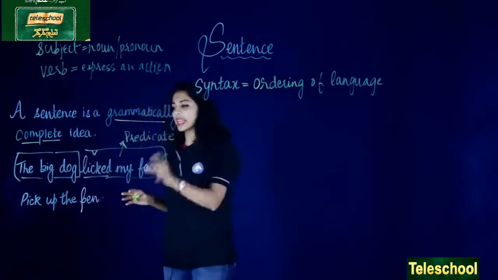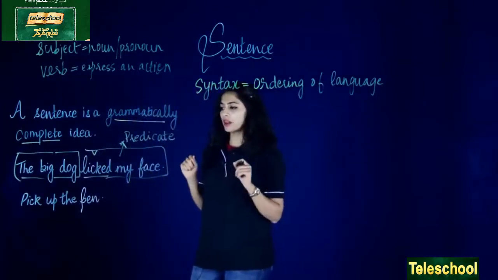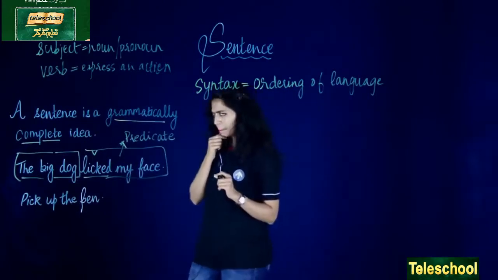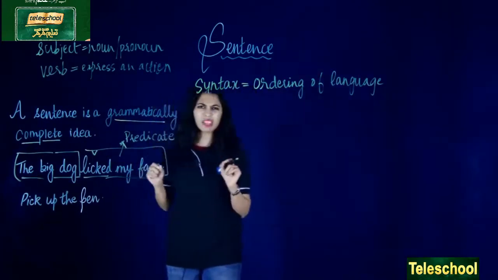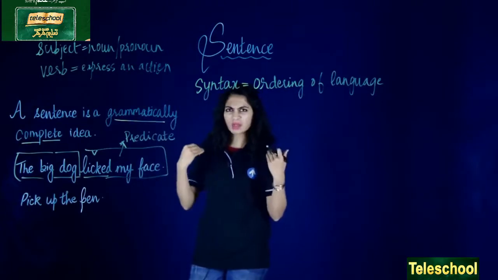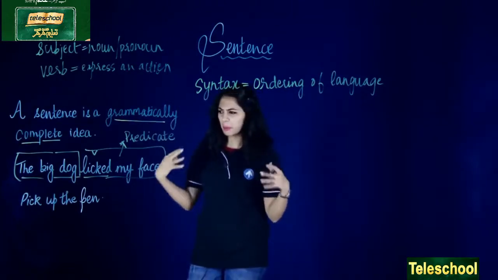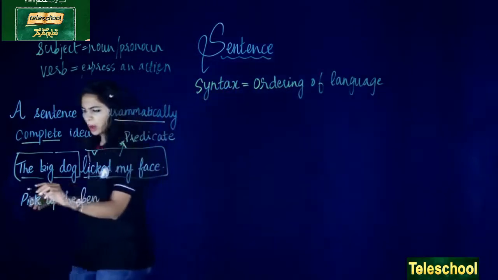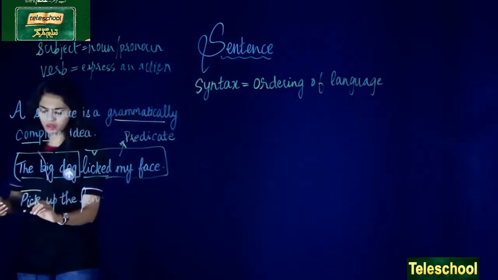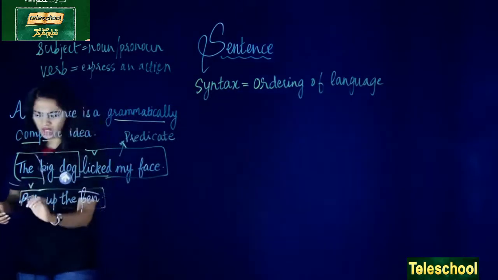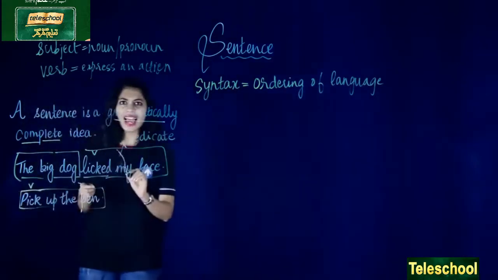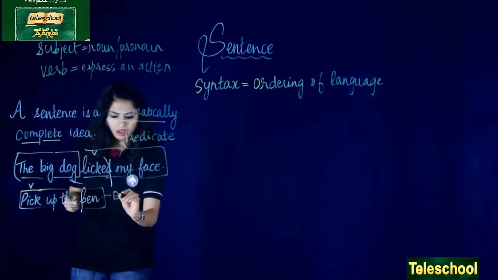Now, let's look at the second sentence. Pick up the pen. Okay, pick up the pen. Is something missing here, or is it just me? Where's the subject? It says pick up the pen. So, pick up the pen, this is our verb, the action of picking. So, this sentence just has a predicate.